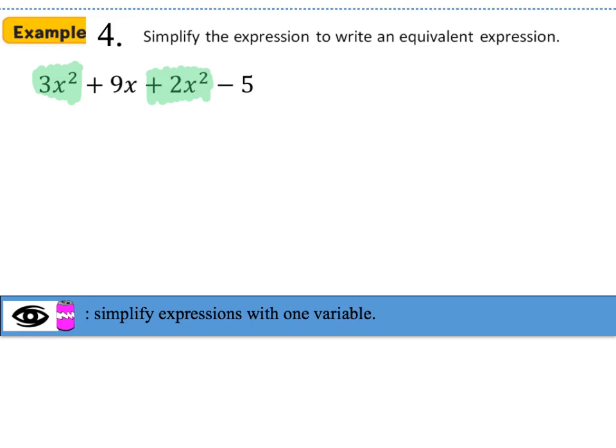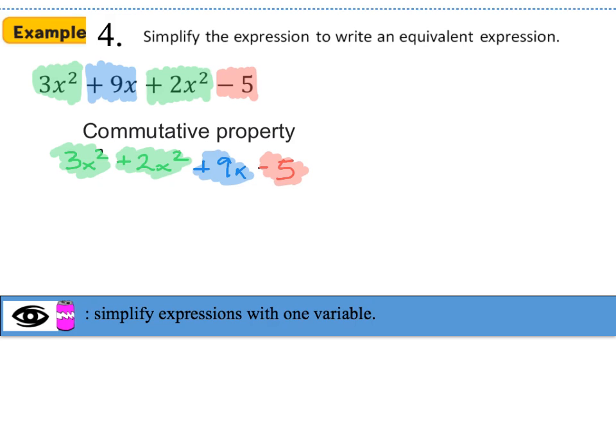I'm going to change my color now, and I'm going to select plus 9x. That's one term, and there's no other terms that look like that, because the last term that I have left is a constant. So I'm going to color that last term, -5, in a different color. So now using the commutative property, let's go ahead and switch these tiles so that all the tiles that look alike are next to each other.